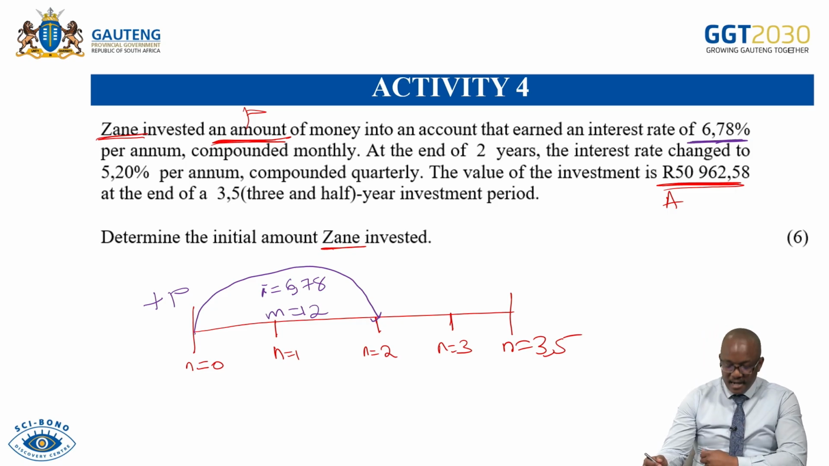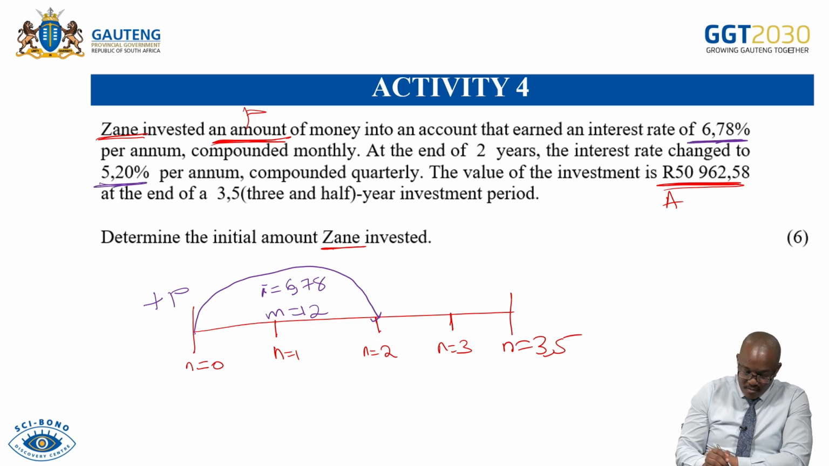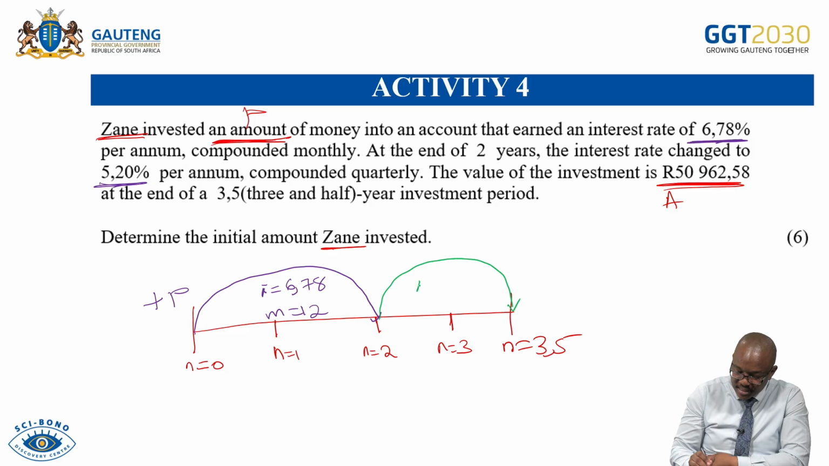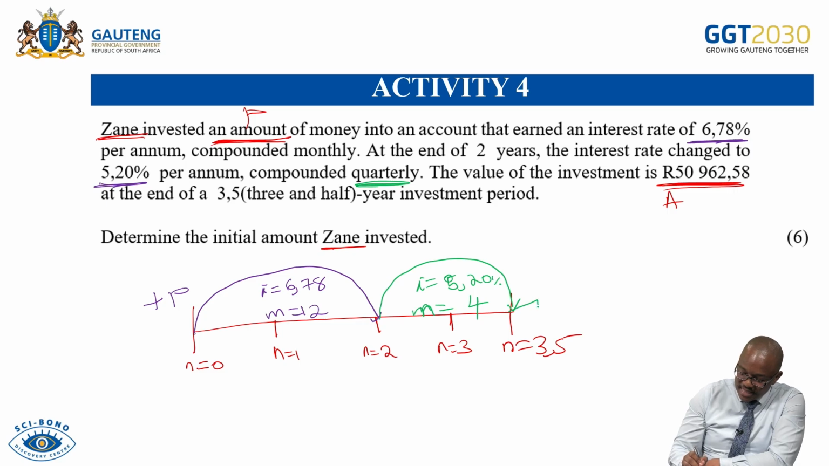6.78%. Correct? Now, at the end of 2 years, the interest changed to 5.20%. So it means from year 2 to the last year of investment, your interest changed to 5.20%. And they're saying it's compounded quarterly, which is 4. The period is 4 there. Correct?